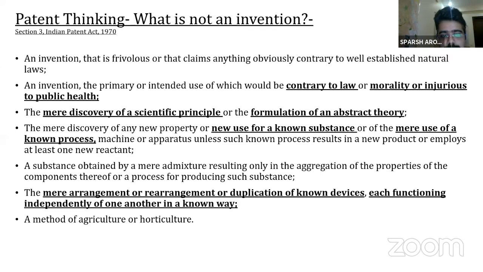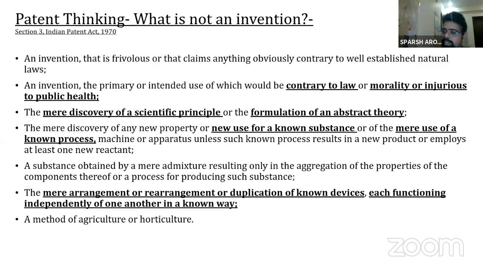Again, you cannot file a patent application for mere arrangement or rearrangement or a duplication of a known device. As an example, you cannot file a patent application saying that I have developed a bucket which has a torch in it, because I'm not able to see in my bathroom when the light is not there. You cannot file a patent application for a bucket having a torch, because it is nothing but a mere rearrangement of two known devices, and it is giving the predictable result that if I install a torch in a bucket, it would give me light. So that is another category for which you cannot file a patent application.